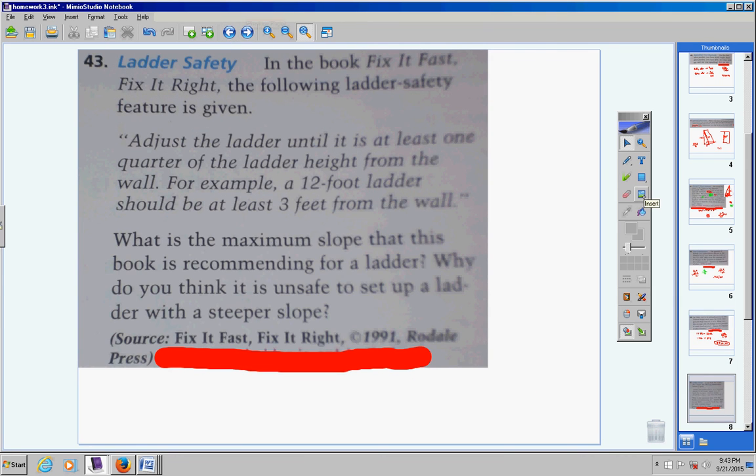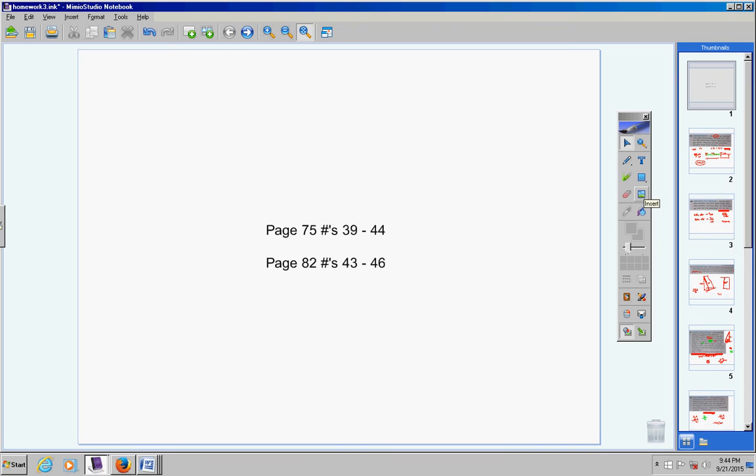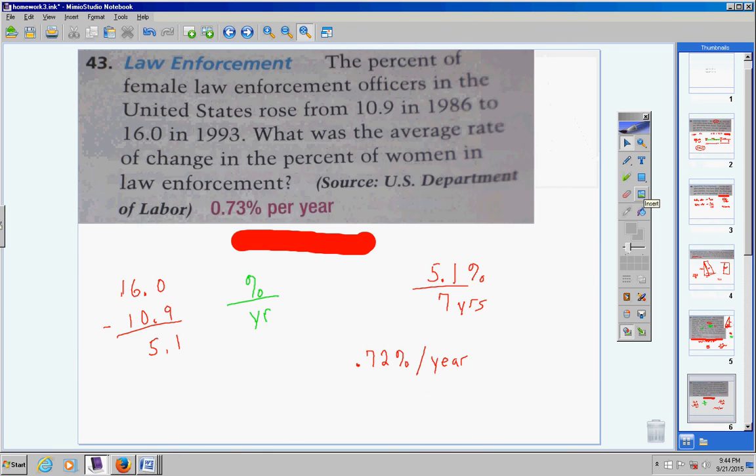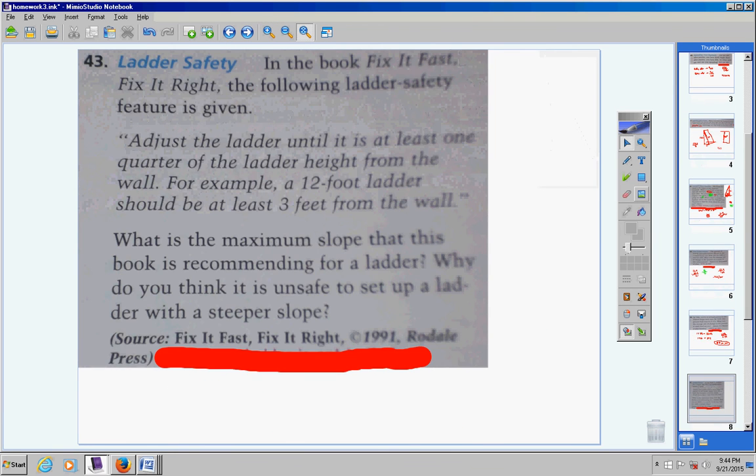All right, moving on to the next page, or not the next page, but on page number, let's see here, page number 82. So page number 82, number 43. Let me take a second and turn over there myself, and I'll read the problem while I'm turning over there.